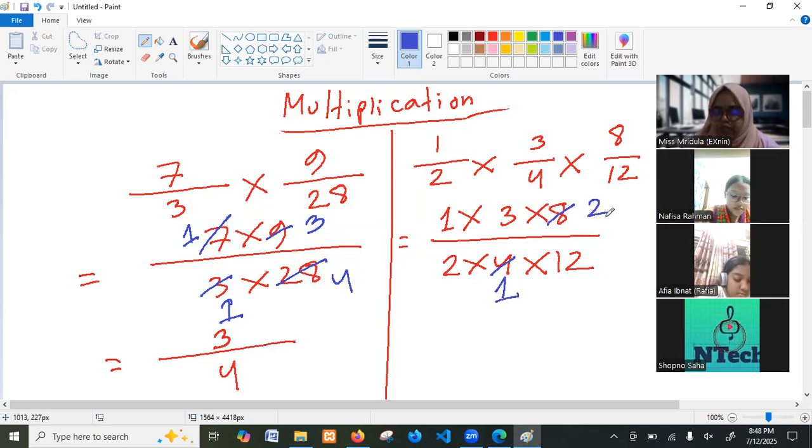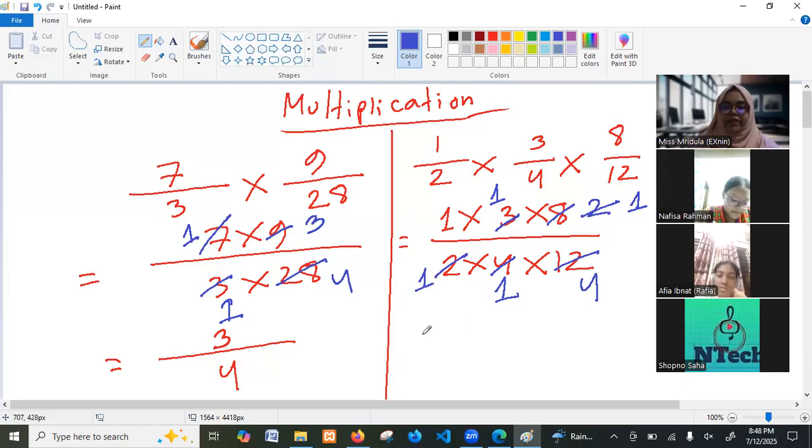We can do another one. 3 by 12. Yeah, 3 by 12. 3 goes to 3 1 time and 3 goes to 12 4 times. Can you see another one? Yes, 2 with 2. We have here a 2, we have here a 2, right? So I can divide both of them by 2.